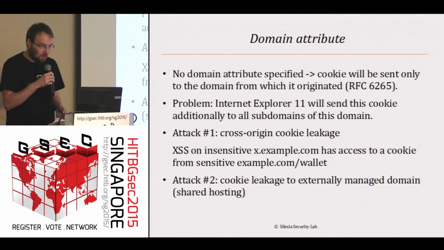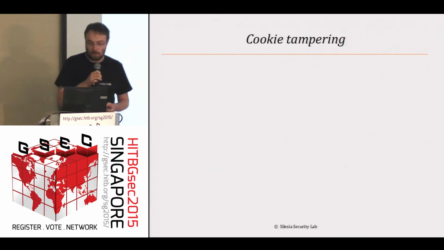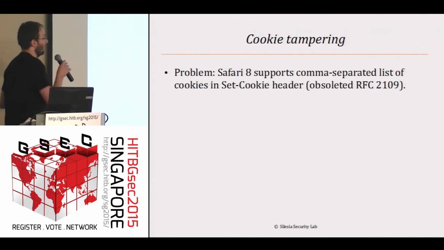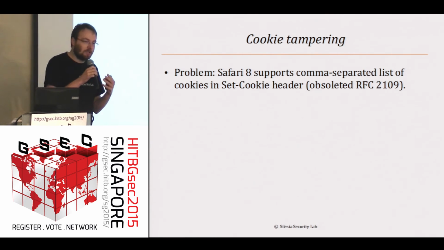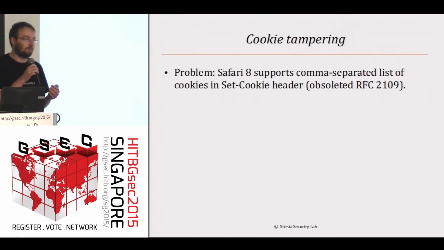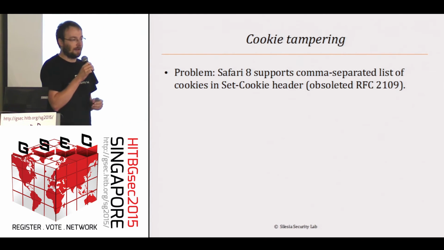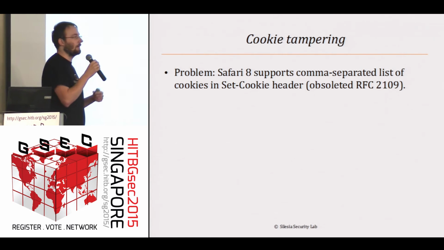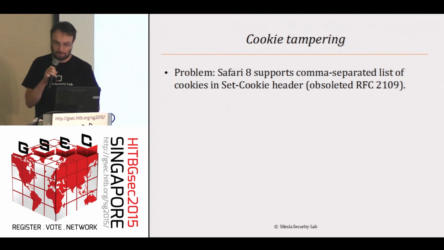Okay, so let's go to another problem. Cookie tampering. It turns out that Safari 8 supports a comma-separated list of cookies. So comma-separated, you've got in a Set-Cookie header. You've got Set-Cookie, name, and value, but you can specify a comma and then another name and another value of the cookie. So you can specify multiple cookies.